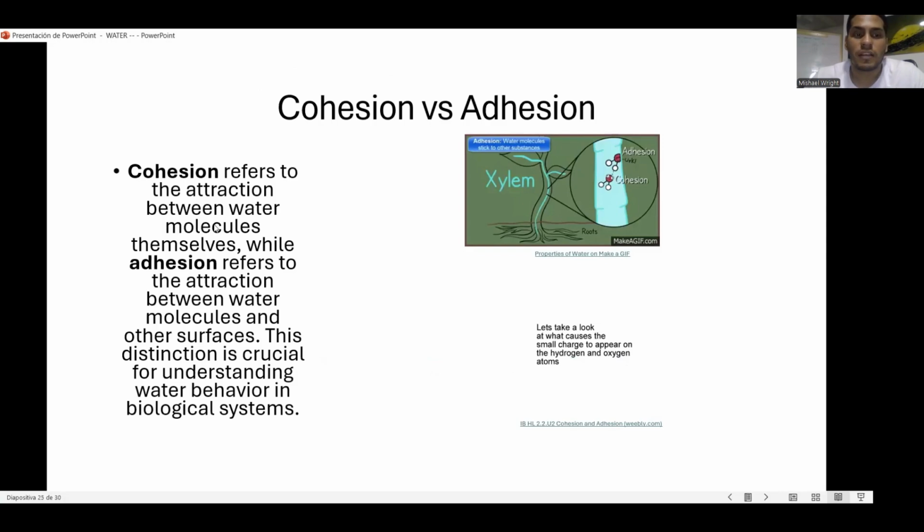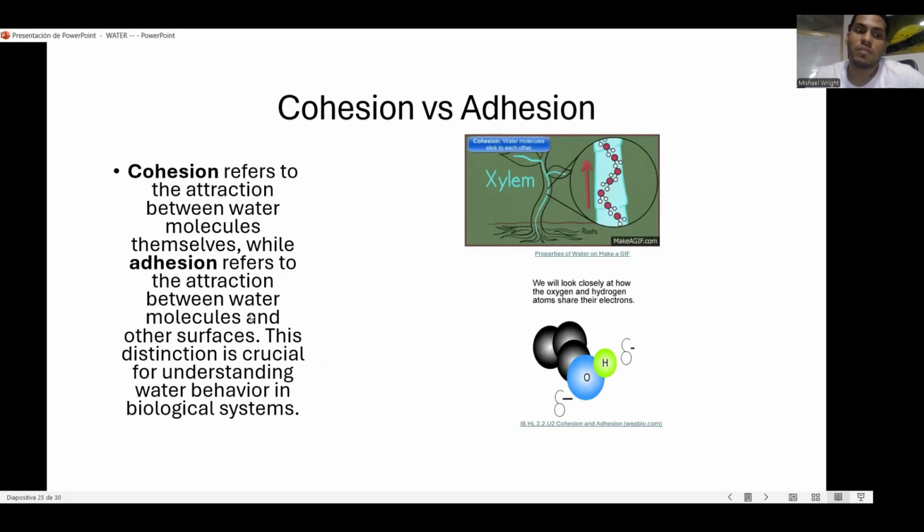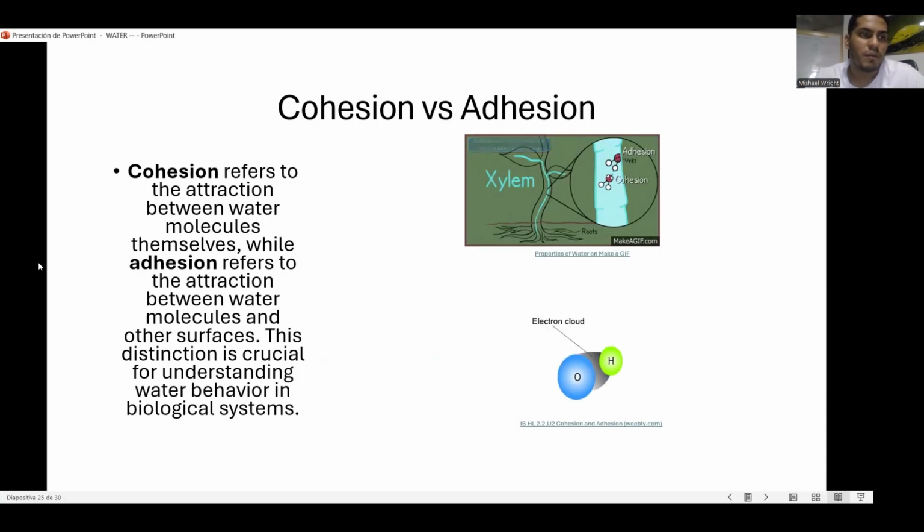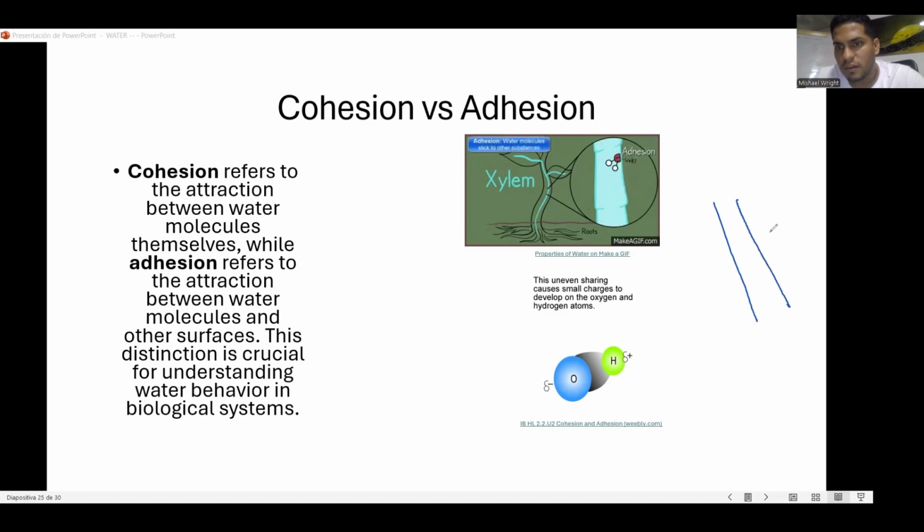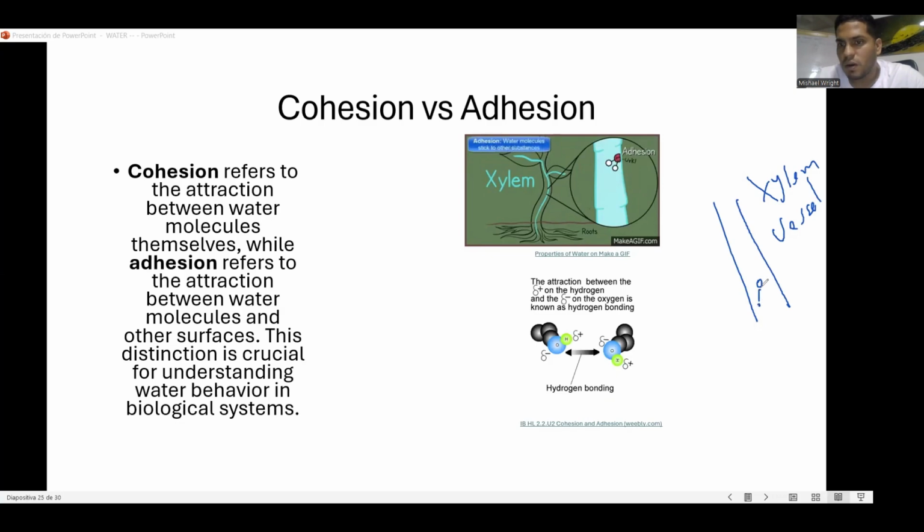So remember this, guys. Cohesion refers to the attraction between water molecules themselves, but adhesion refers to the attraction between water molecules and other substances or surfaces. And this distinction is a common problem that my students face, right? So here, for example, we have the xylem vessel. I will illustrate the cohesion in this xylem vessel. This is the xylem vessel, right? The cohesion is going to be between water molecules.